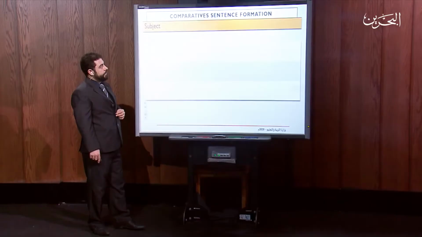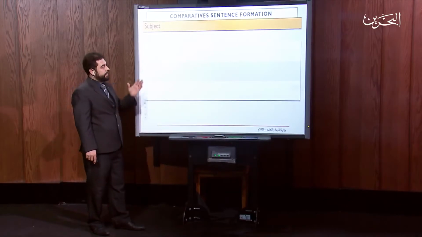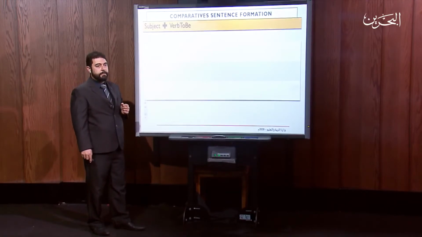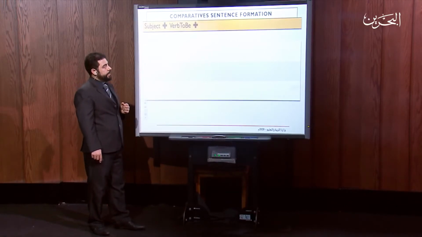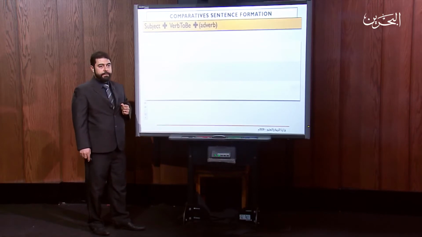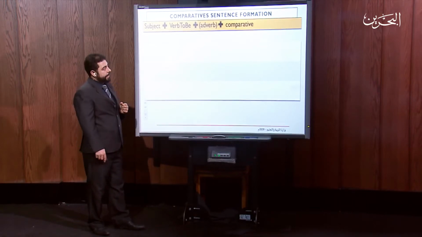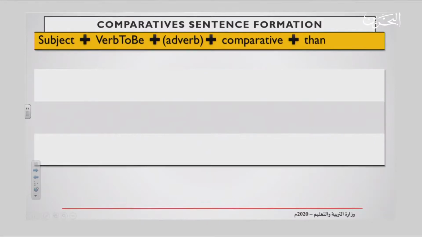Forming the comparative sentence. You have a subject plus verb to be plus adverb plus comparative plus than plus object. For example, subject, the ball. Verb to be for the ball is. Example, adverb, much.